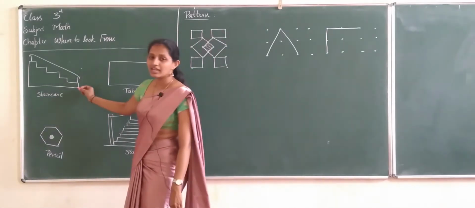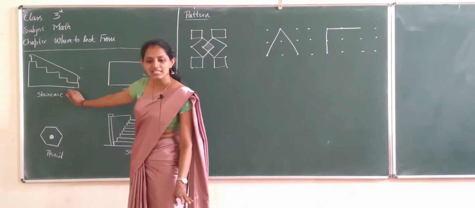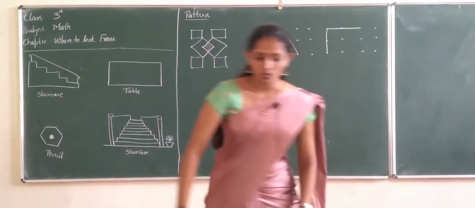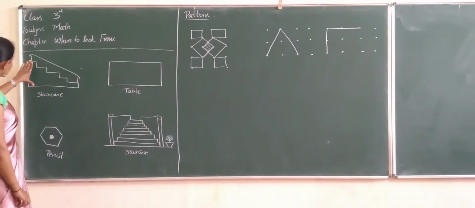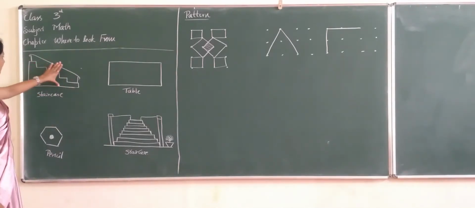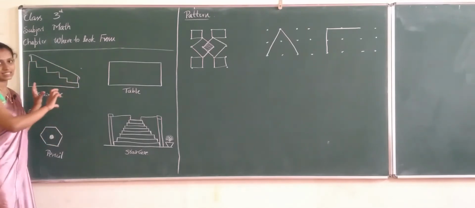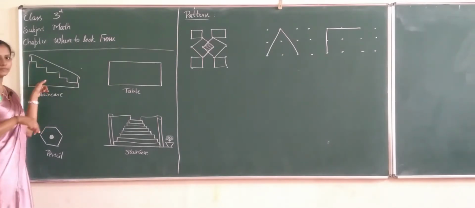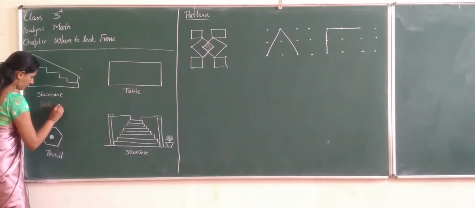What is this? I am bad at drawing. So what is this? It is a staircase. Correct? It is a staircase. So in which view is this being given? We can see this type of staircase from the side view. When I see from the side view, I can imagine a staircase like this. Correct? This is from the side view. Understood?